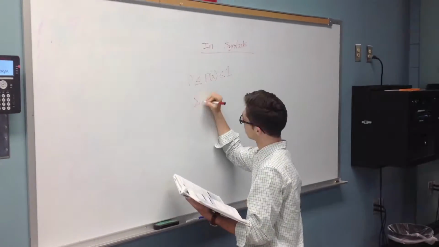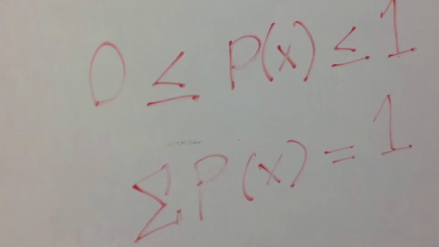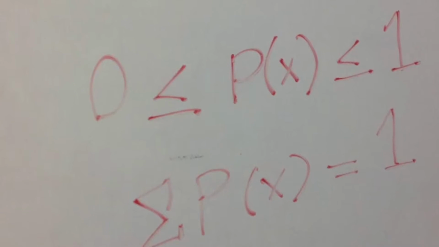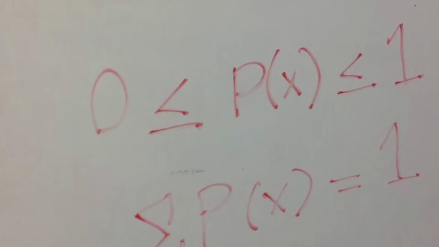A discrete probability distribution must satisfy the following conditions. 1. The probability of each value of the discrete random variable is between 0 and 1 inclusive. And 2. The sum of all the probabilities is 1. You can measure the center of a probability distribution with the mean, the variability with the standard deviation.